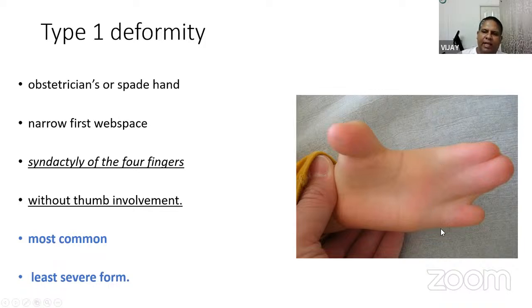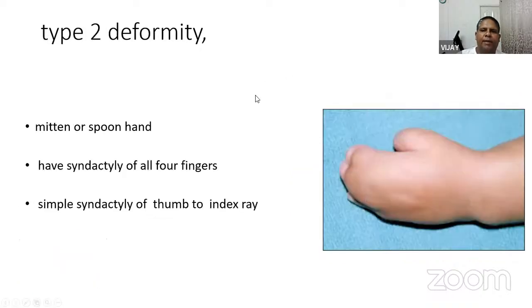There is syndactyly of all these 4 fingers without the thumb involvement. This is the most common type of syndactyly in Apert syndrome, and it is the least severe form. In type 2, they have syndactyly of all the 4 fingers, and there is also a simple syndactyly of the thumb. It is also called the mitten or the spoon hand.